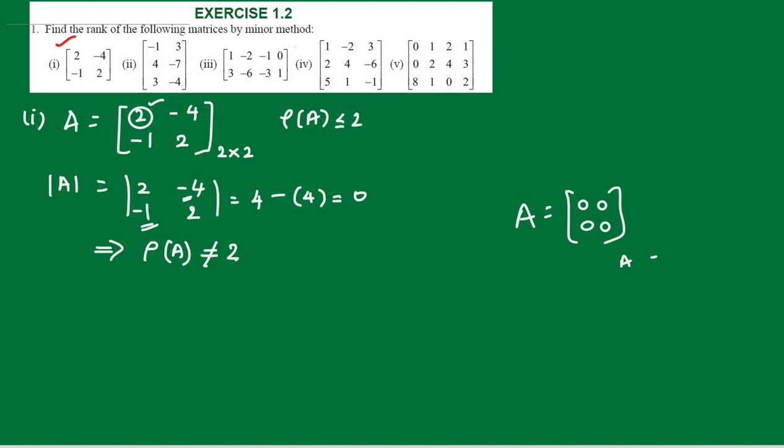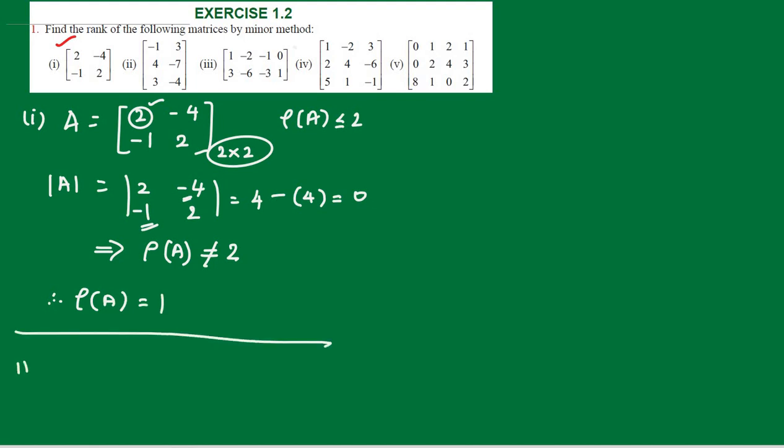Now, in this given problem, the rank of A is not equal to 2. When we take the minor, the minor of the 2 by 2 matrix, we get 0. Therefore, we say the rank is not equal to 2. Therefore, there exists at least one non-zero element, and therefore we say the rank of the given matrix is equal to 1. Moving on to question number 2.